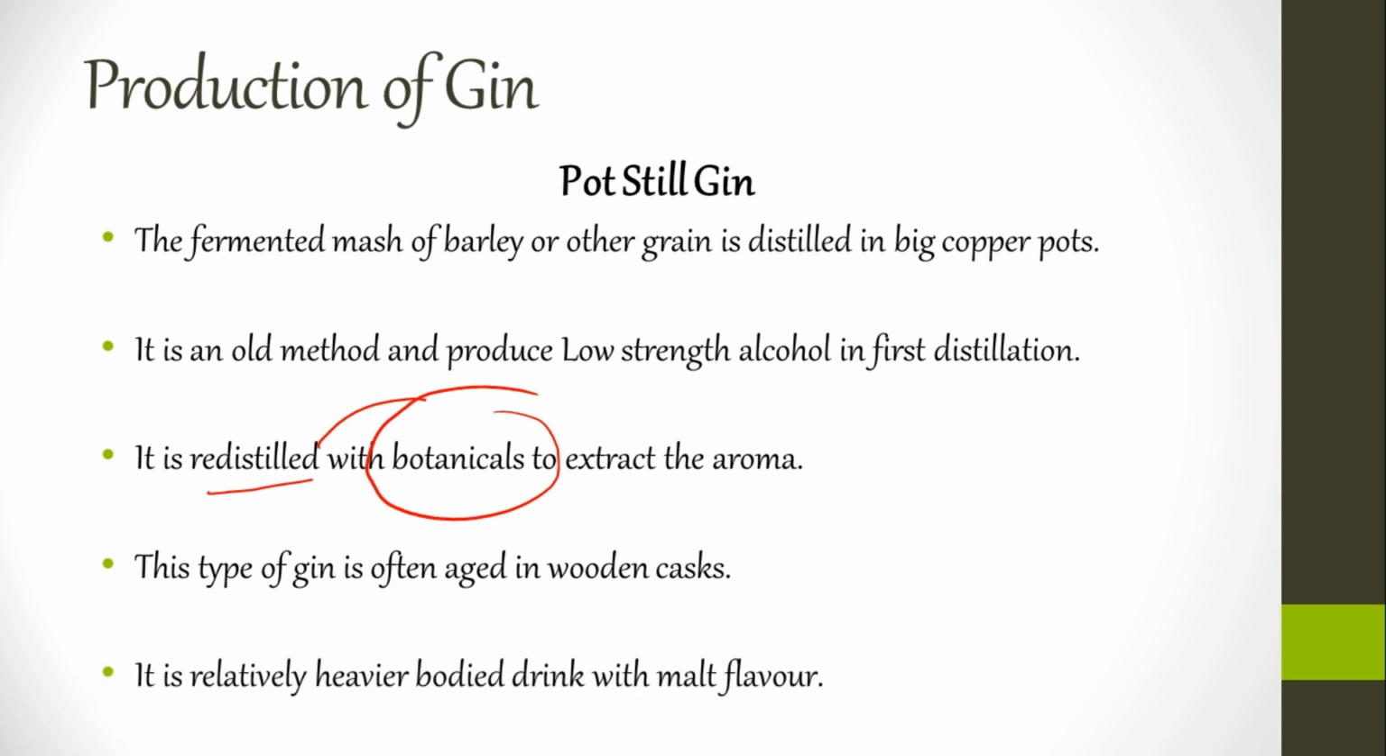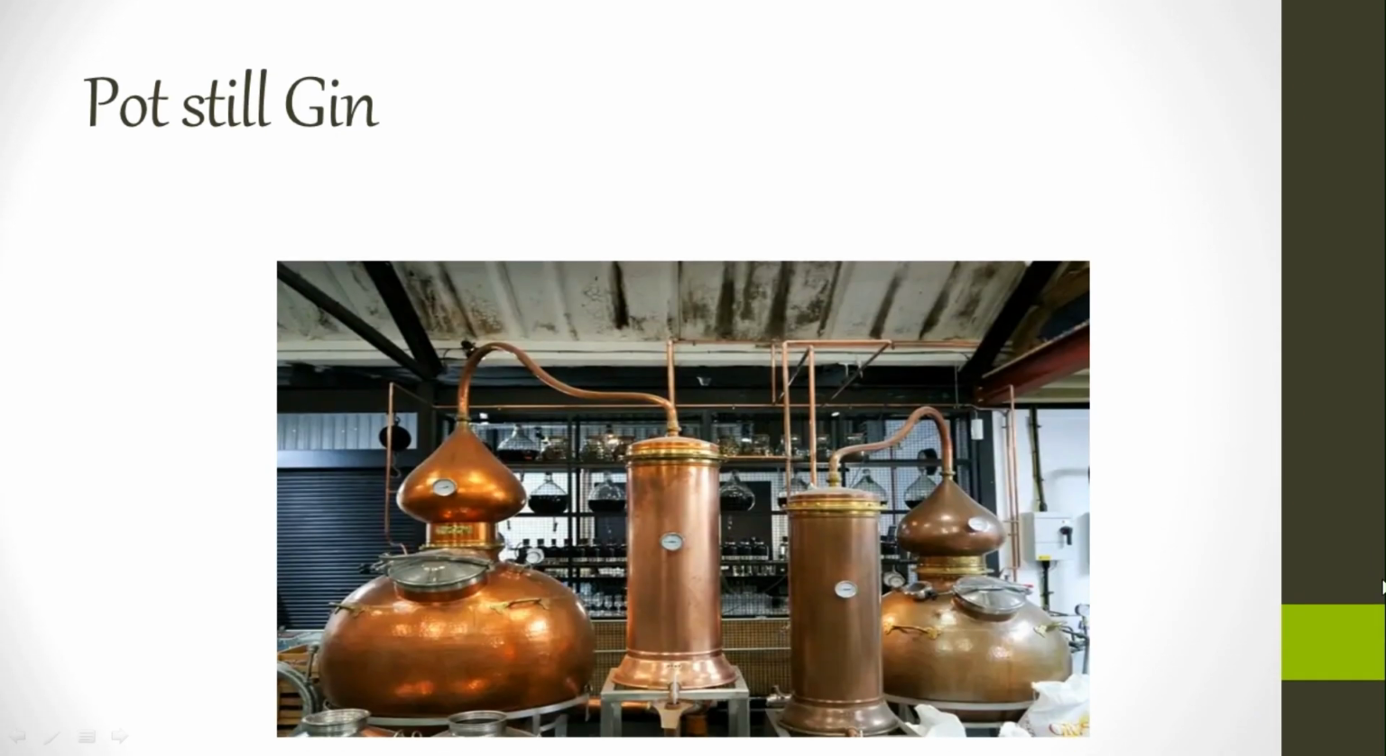It is a relatively heavier-bodied drink with malt flavor. So both of these are qualities of pot still beverages: they have a heavy body and a malt flavor. Whatever grain you have used as the base material, that flavor it will carry. Pot still gin. These are the pots which are used for distillation of this type of gin. So these are the copper pots.